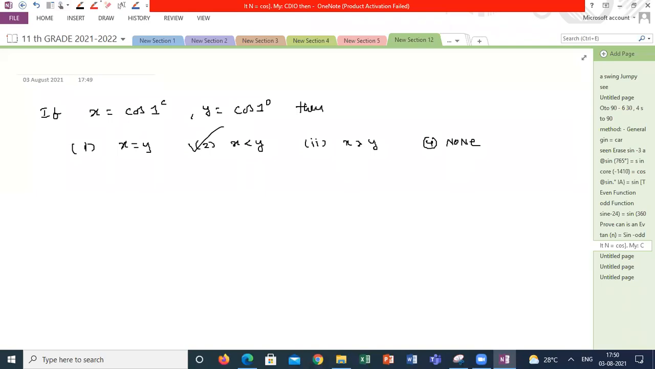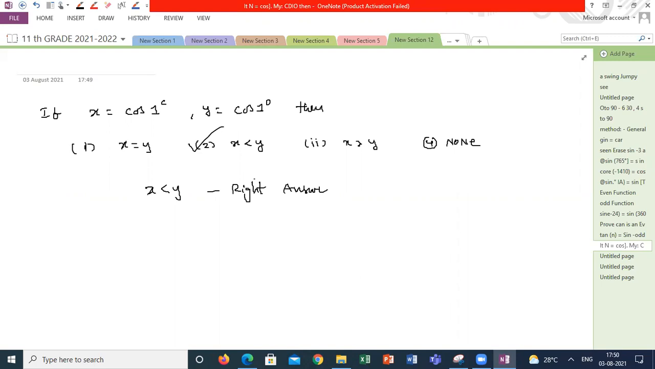X is less than y. How can we say x is less than y is the right answer? On what basis are you saying that? Sir, 1 radian in degrees is greater than 1 degree. Correct.